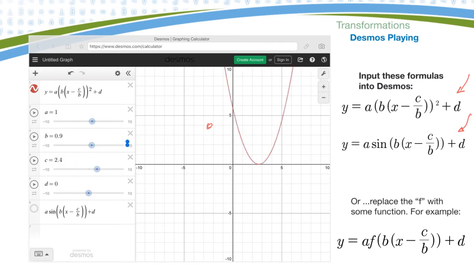And then D, you probably figured out already, will move things up or move things down. Okay, so it's a vertical translation. C is a horizontal translation. B is a horizontal stretch or squish and flip over Y. And A is a vertical stretch or squish, and it's a flip over the x-axis.